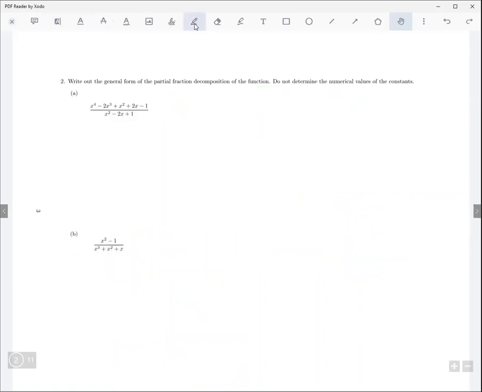Number 2, more of the same. Write out the general form of the partial fraction decomposition. Do not determine the numerical values of the constants. Okay, so here the degree is 4. That degree is 2. So the first thing that you want to do is long division.